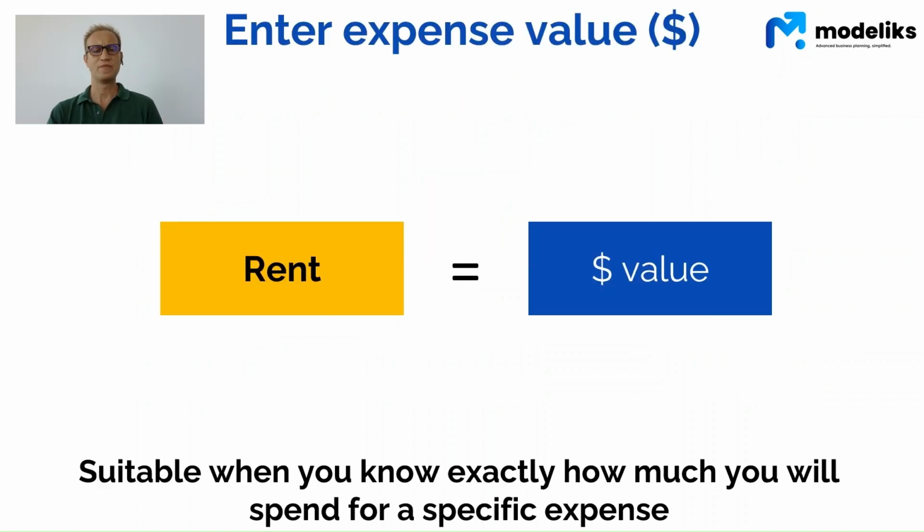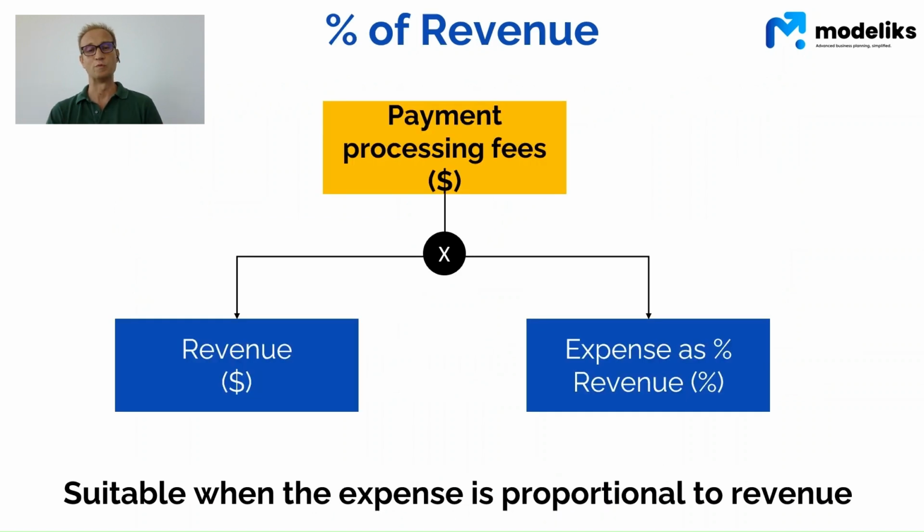Enter your expense value. This is the simplest way of forecasting your expenses, and it's most suitable when we know exactly how much you will spend on a specific expense. A good example is rent. If we pay $1,000 of rent per month, then we just input that amount, and we know that this amount doesn't change. It's fixed over time.